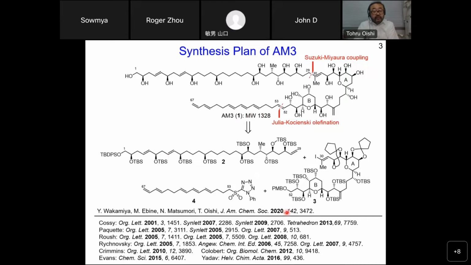Because of the intriguing molecular structure and biological activities, a number of synthetic studies have been reported, as shown here, by famous professors: by Professor Kobayashi, the next speaker, and by Professor Paquette, Rychnovsky, Krische, and also a number of other synthetic studies.